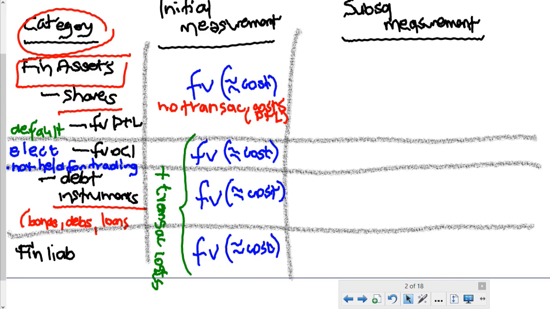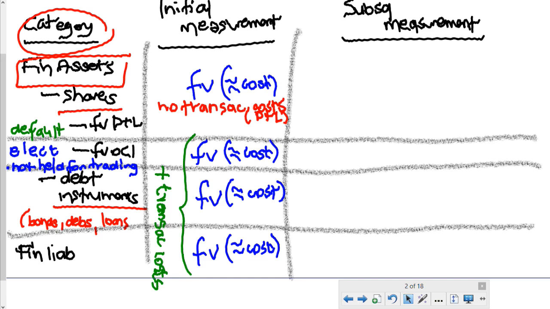Transaction costs there go to P&L. So initial measurement on all my financial instruments are at fair value. If I have an investment in shares and those shares are held for trading or they default to fair value through P&L, then I measure those at fair value with no transaction costs. Everything else is at fair value with transaction costs.